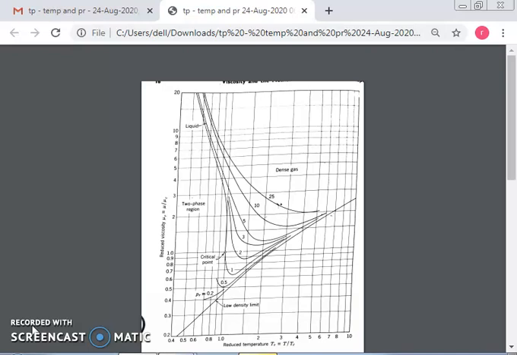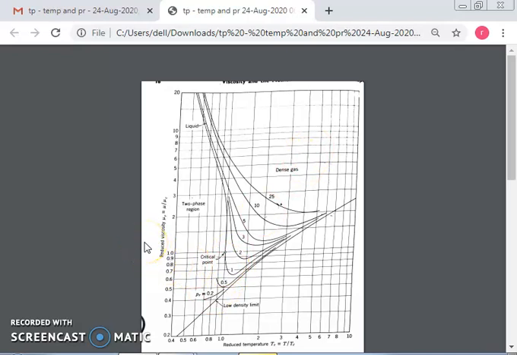And here we are going to study two charts to get the viscosity. So this is the first one. Here we are plotting reduced viscosity and reduced temperature, and the varying parameter is pressure. This is the reduced pressure.